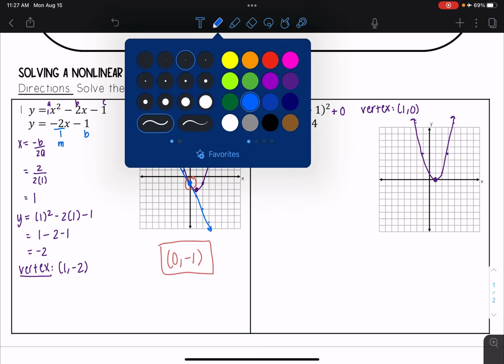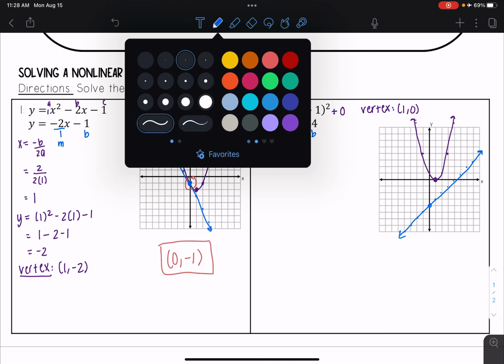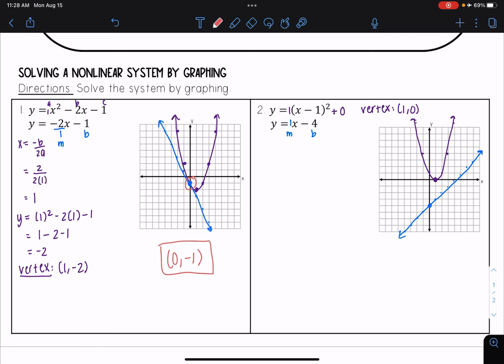And then I'm going to draw in my line. So here my slope is 1. My b is negative 4, so I'm going to start at negative 4 on my y-axis. And I'm going to go up 1 to the right 1. And also go the other direction. And so I get this line here. Here I see that my two graphs do not intersect at all. And so when it does not intersect, that is going to be no solution.